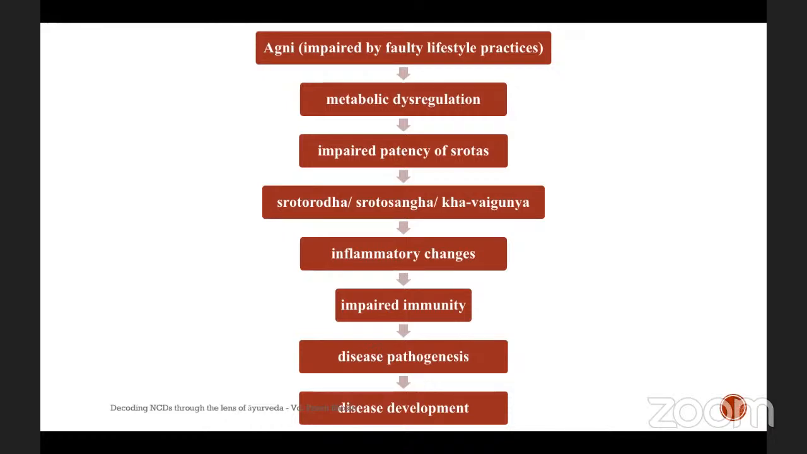Then there happens metabolic dysregulation once Agni is impaired. Metabolic dysregulation leads to impaired patency of our strotas, thereby leading to srotorod or srotosang and impaired immunity. Now, whenever there is either srotorod or srotosang, there are inflammatory changes. The shodh happens and the inflammation is generated, which again leads to even bad immunity. And then disease pathogenesis happens, and then the disease completely develops.